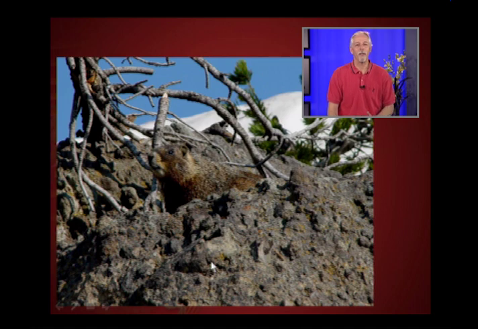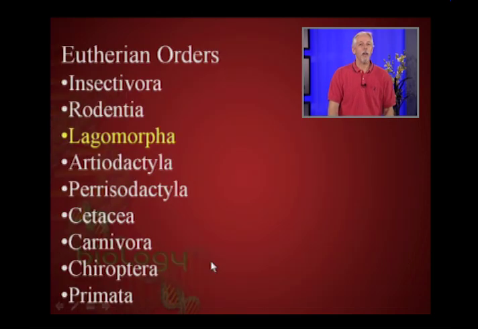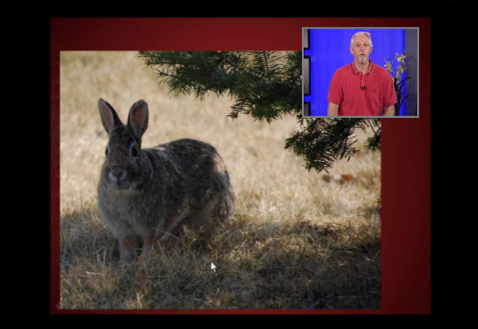This is a marmot from the Yellowstone ecosystem. The beaver is the largest rodent in North America, but rodents, of course, are noted for having very large, ever-growing incisors, so they have to gnaw on things to make sure that they wear down those incisors. The lagomorphs would be rabbits and hares.